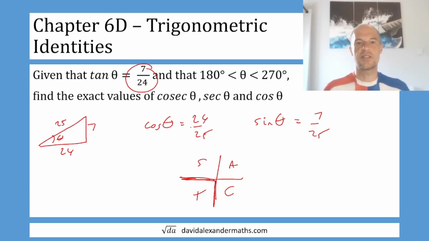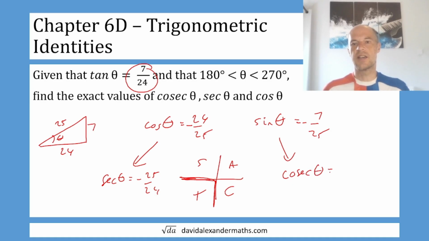So if tan is positive, then cos and sine are both negative. So if the cos of theta is negative 24 over 25, then sec theta is going to be negative 25 over 24. And if the sine of theta is that, then the cosec of theta is going to be negative 25 over 7. Oh, and of course, we needed cos theta as well. So cosec theta down here, sec theta done, and don't know why cos theta is specifically needed, but it is. There we go, done.